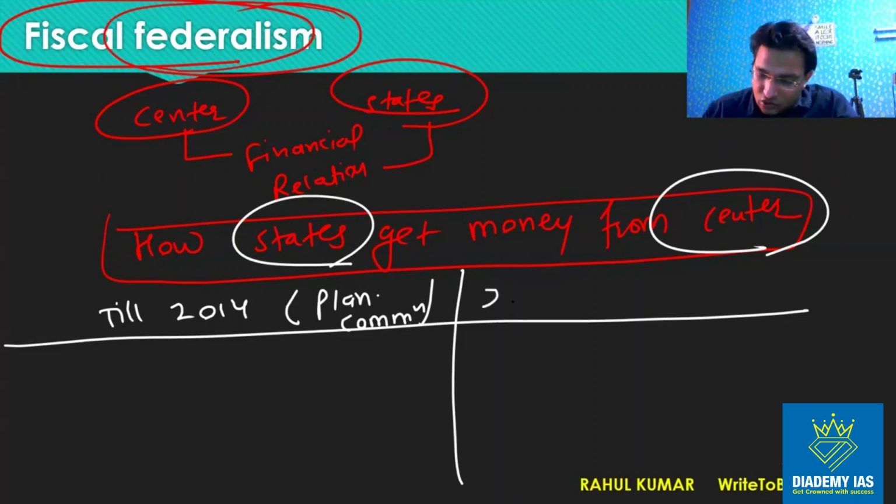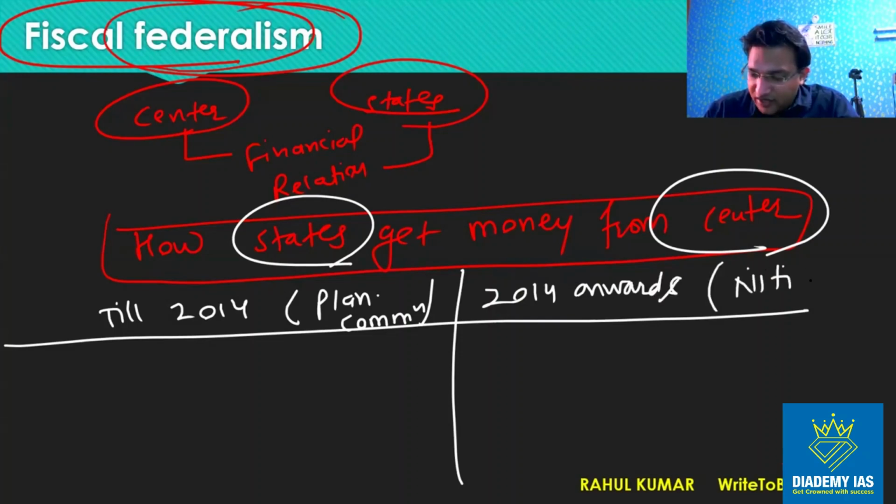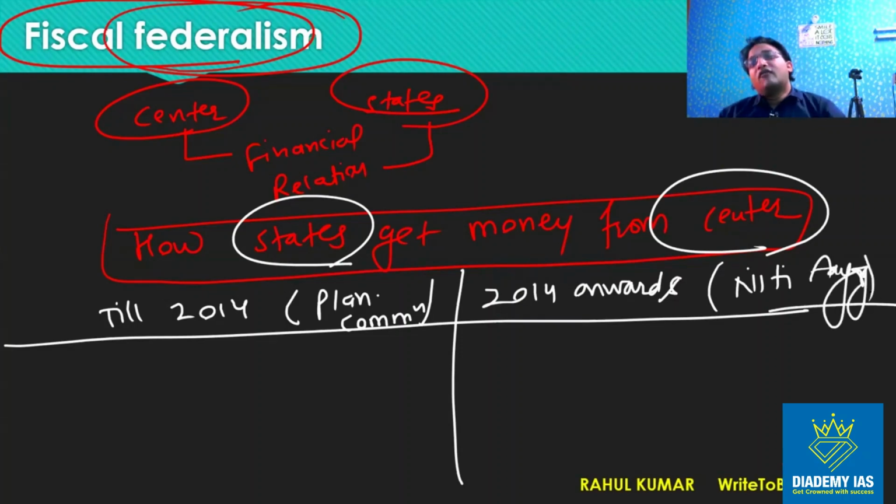Then 2014 onwards, what is the mechanism? 2014 onwards, now we are in the era of Niti Ayog. So what after the 2014? Let us see that also. Okay. So till 2014 and after 2014, there are two different periods, right?